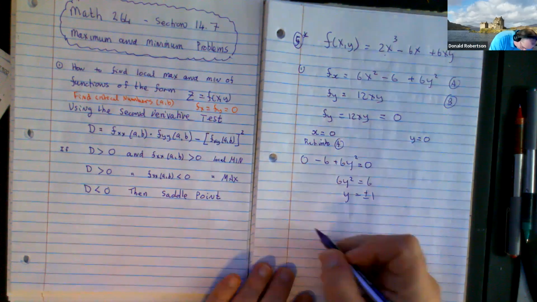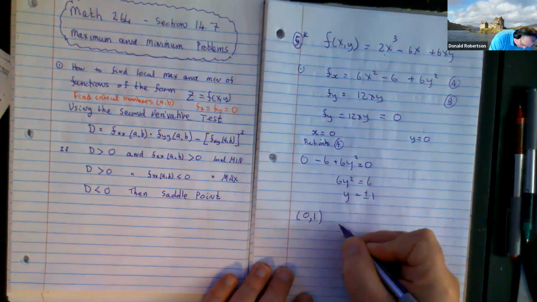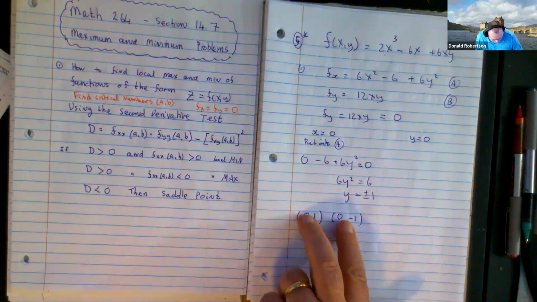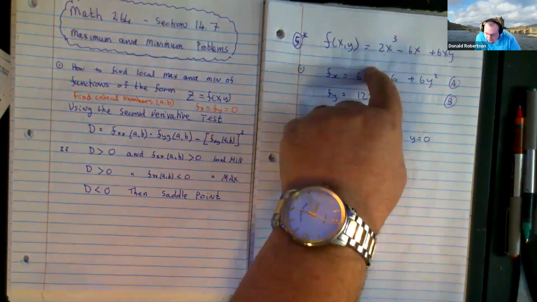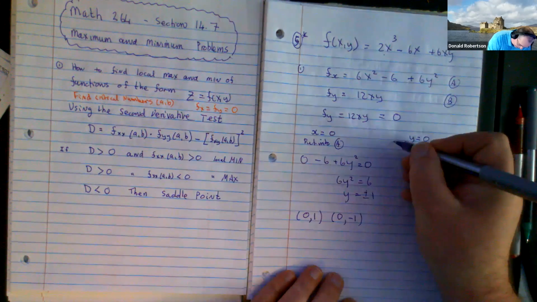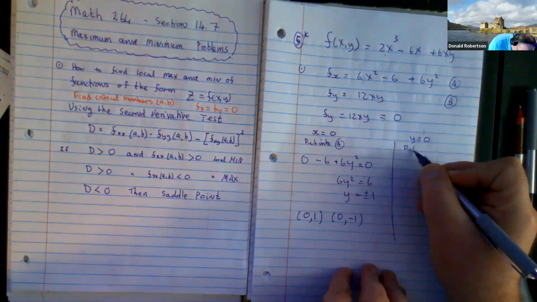Which means that we have some critical numbers. X is 0, y is 1. X is 0, y is -1. Would you agree that that combination makes this 0 and that 0? You all agree on that? Right. Now, there was a second possibility. Couldn't y be 0? And I'm going to put that into A as well.